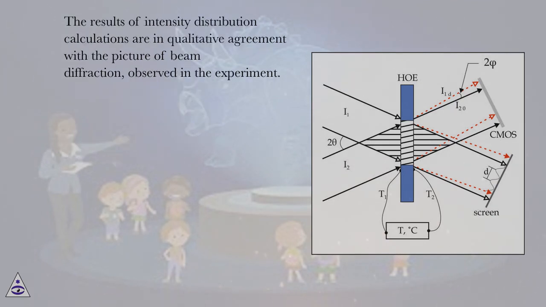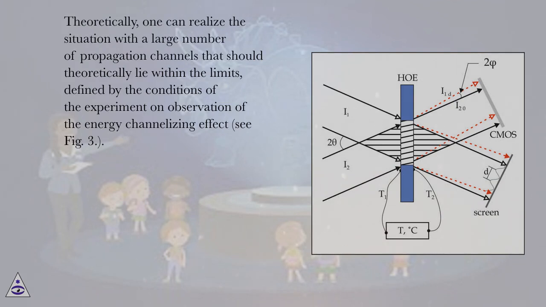Thus, the present experiment has realized the scenario of bifurcation of radiation propagation channels by way of selection of non-Bragg reconstruction. In addition, intensity distributions of the zero-order and diffracted beams on the hologram exit surface were calculated for the case. The results of intensity distribution calculations are in qualitative agreement with a picture of beam diffraction observed in the experiment. Theoretically, one can realize the situation with a large number of propagation channels that should theoretically lie within the limits defined by the conditions of the experiment on observation of the energy channelizing effect, see Figure 3.